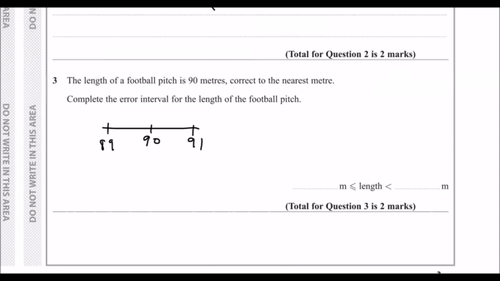So our football pitch must have been between the midpoints. So between these two midpoints here, which would be 89.5 and 90.5. So the football pitch must be between 89.5 meters and 90.5 meters. It can equal 89.5, so it's got a bigger than or equal sign, but it can be anything up to, but not including 90.5. So it's just a less than symbol.